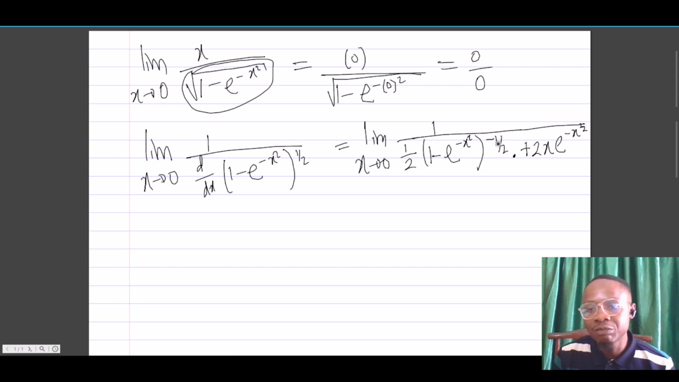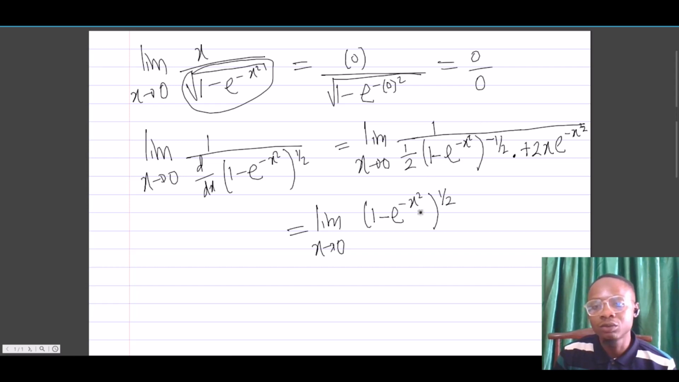Because this has a negative power, we can bring it to the numerator. This is going to give us the limit as x approaches 0 of, bringing this to the numerator, 1 minus e to the power minus x squared. We have just brought this to the numerator, and then it becomes plus 1 over 2 in terms of the power. Then we have 1 over 2 here. This can cancel this off. Then at the end of the day, we're going to have x e to the power minus x squared. So this is what we get by applying L'Hopital's rule.